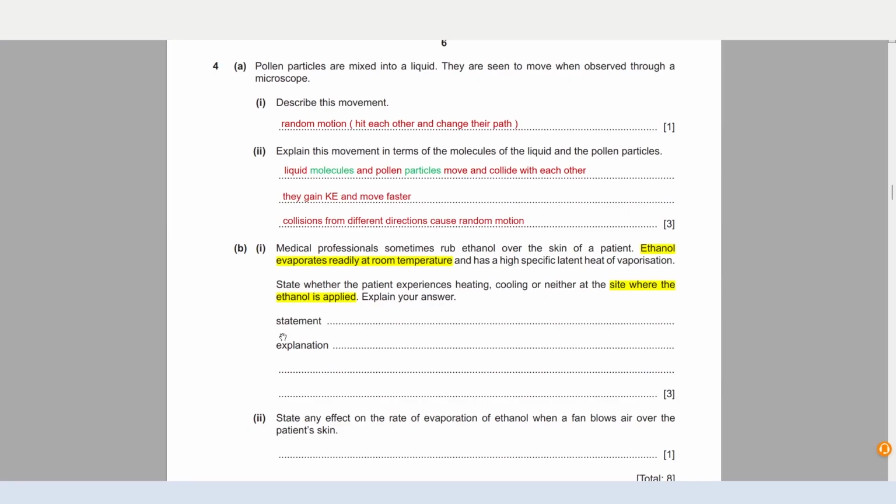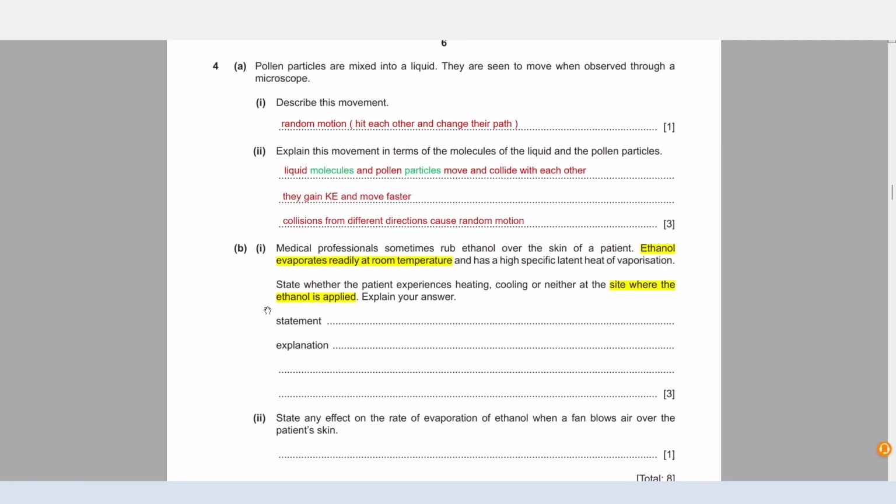So when you apply ethanol on the part of the skin, what happens? The thermal energy is required to evaporate ethanol. Here you can see in the question they say that ethanol evaporates readily at room temperature. That means it gains thermal energy and it evaporates. The thermal energy is taken from the side of that skin.